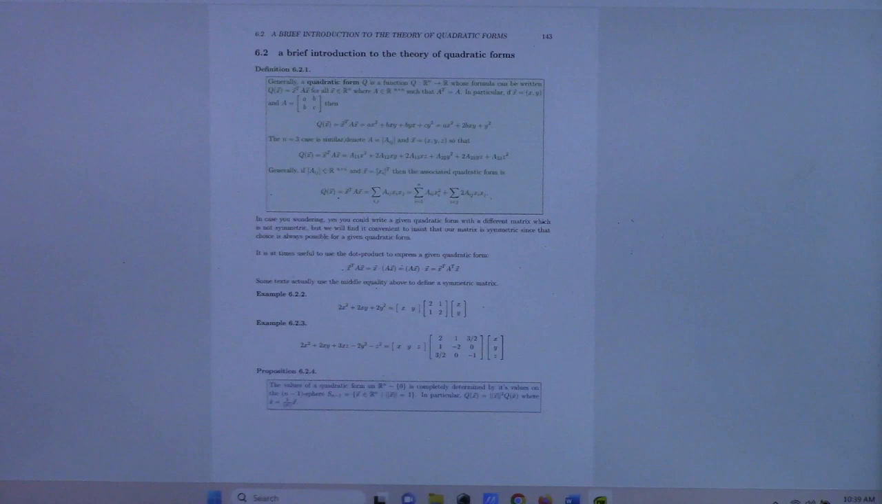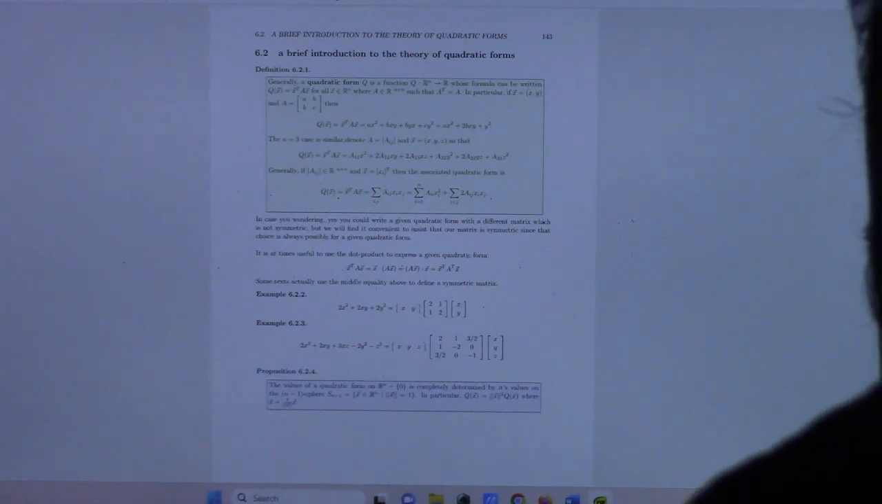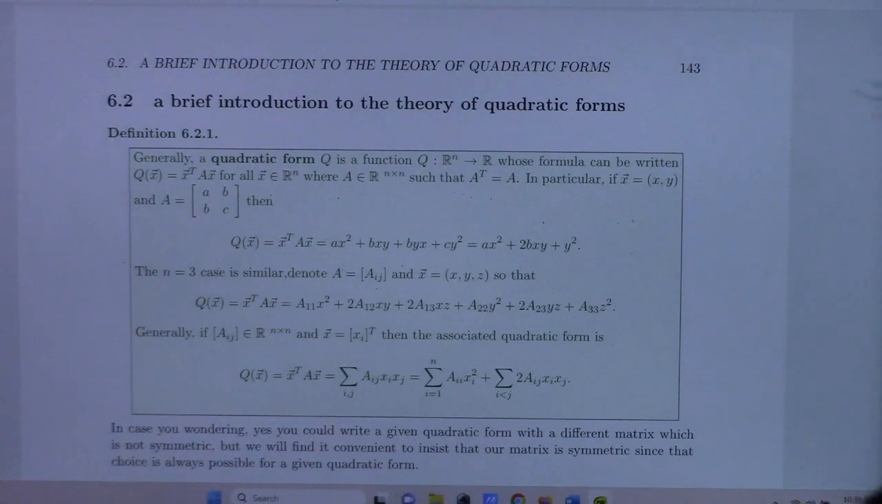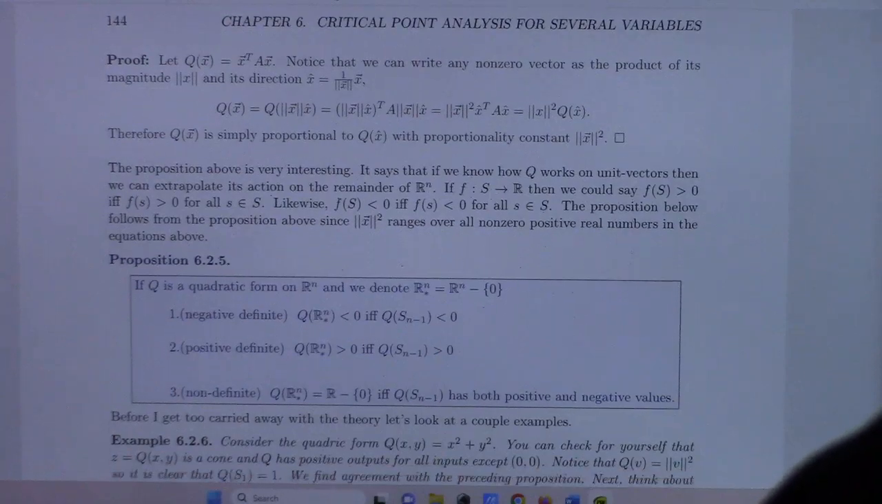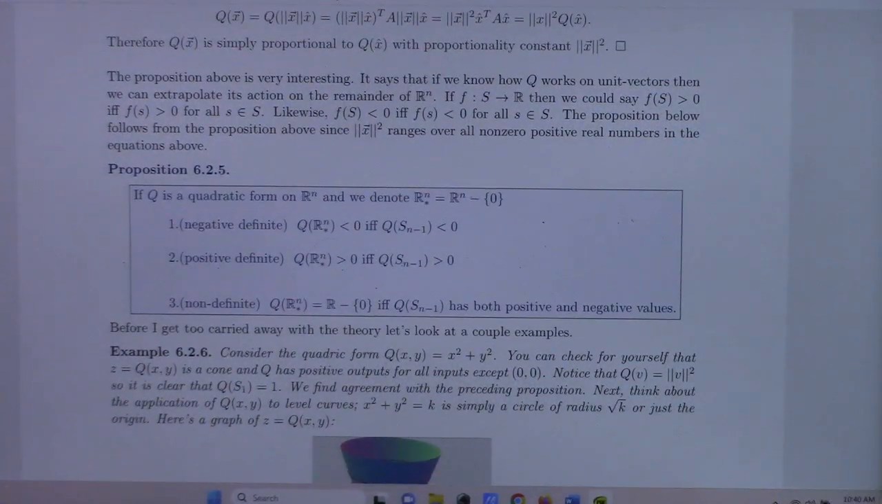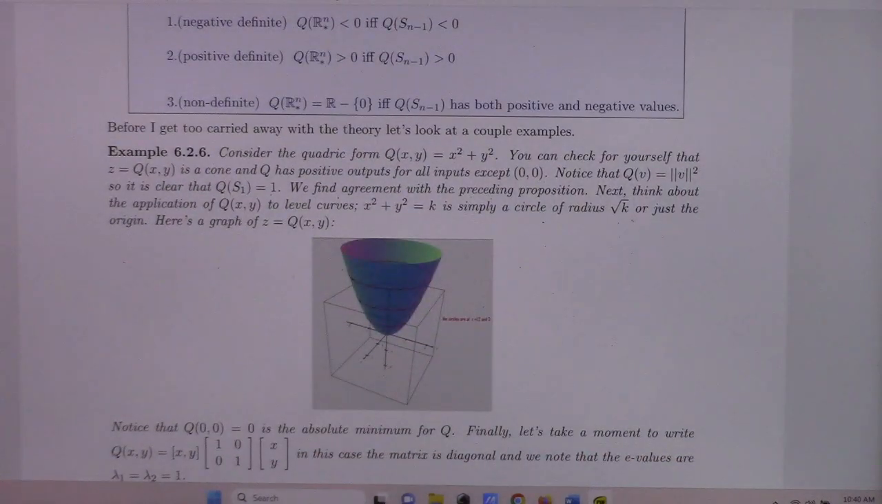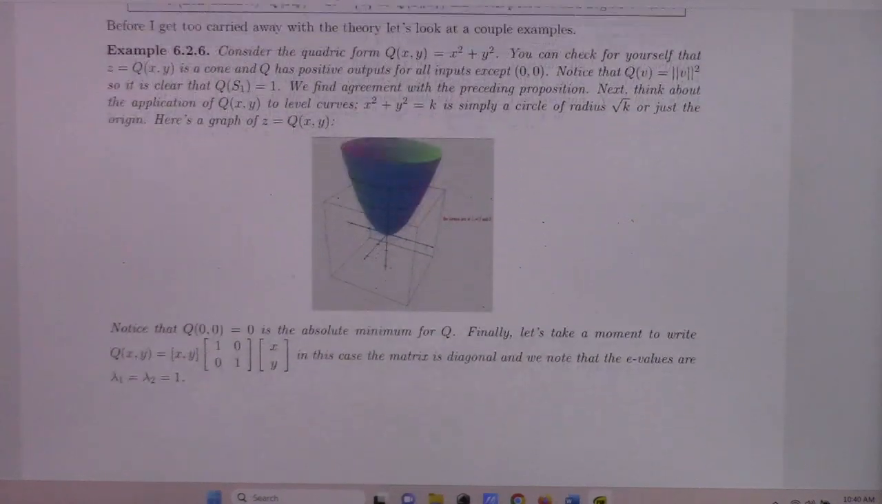All right, so here's just some terminology. If all of the values are negative, it's said to be negative definite. If all the values are positive, it's said to be positive definite. Otherwise, it's non-definite. And as I was just saying, we can determine that by simply looking at the spectrum. All right, so here is a picture of the quadratic form x squared plus y squared. It's a straight up paraboloid. There's nothing much to see there.